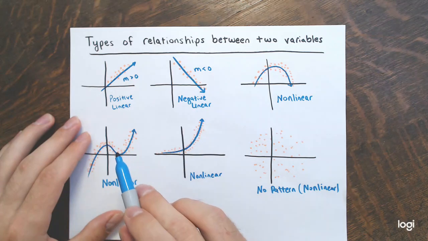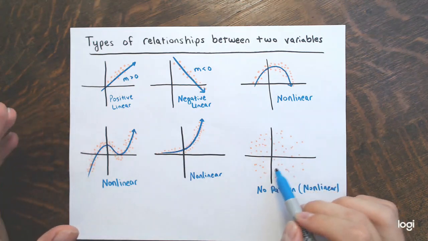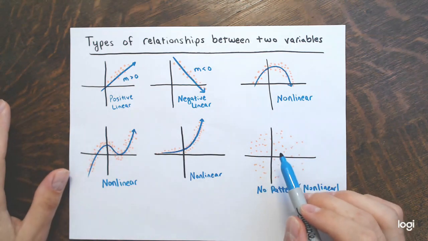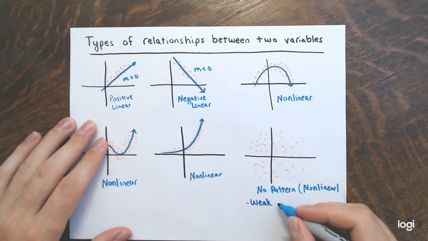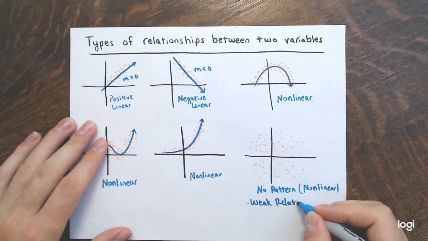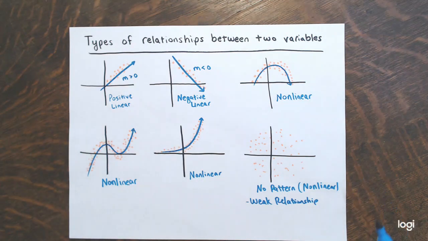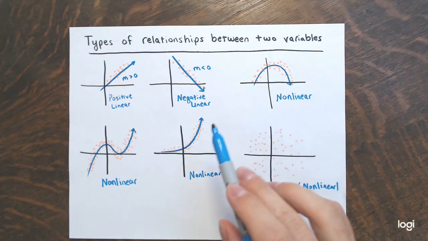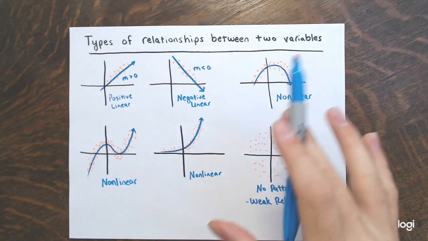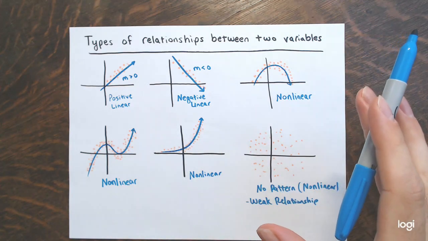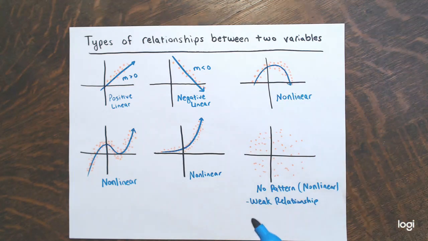This one, and this one had a pattern to them. This one, I'm not seeing any pattern at all. It's just a big jumbled mess. No pattern. You would say maybe that the variables have a weak relationship. Right? Maybe these two variables, the x and y, aren't that related at all. There's not a great relationship between them at all, because they're not forming a pattern like these other five pictures. Right?